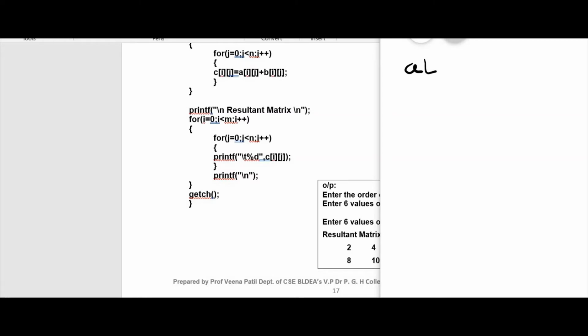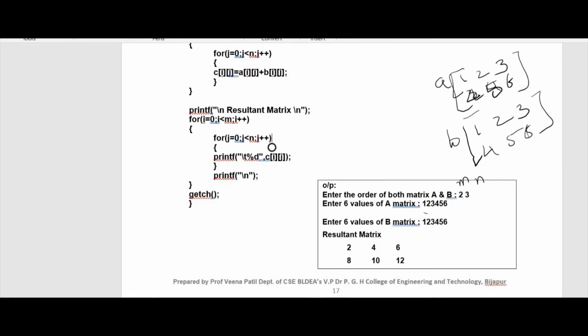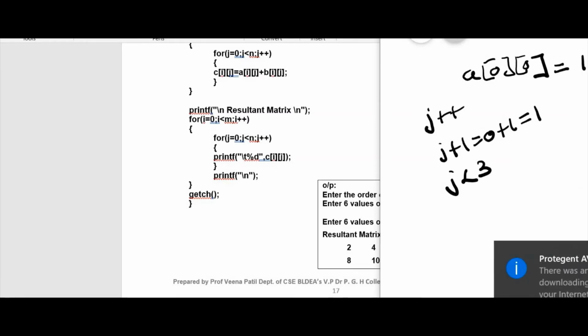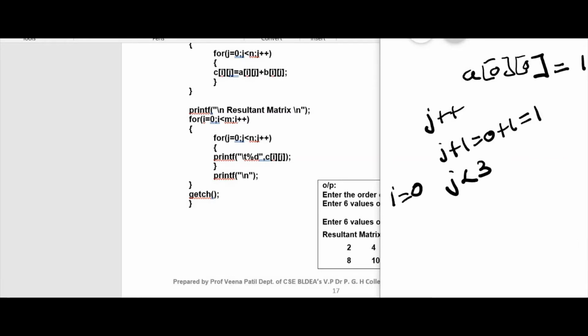Now for a of 0, 0, the first value will be assigned. The first value is equal to 1. So 1 will be stored in this location. Now for the second value, when j is incremented, j becomes j plus 1, which is equal to 0 plus 1. So j is checked with 3. Is it less than 3? Yes, enter the loop. But during this time, the i value is still equal to 0.